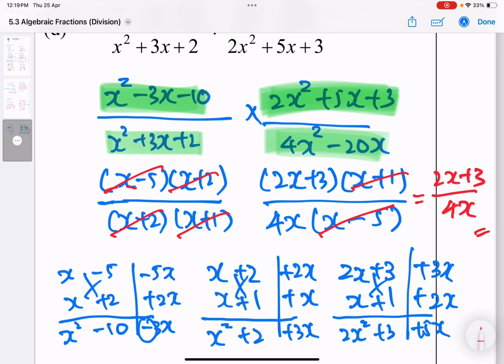Will this kind of question come out? Unlikely. They usually don't test you more than one factorization. So this one is unlikely to come out.